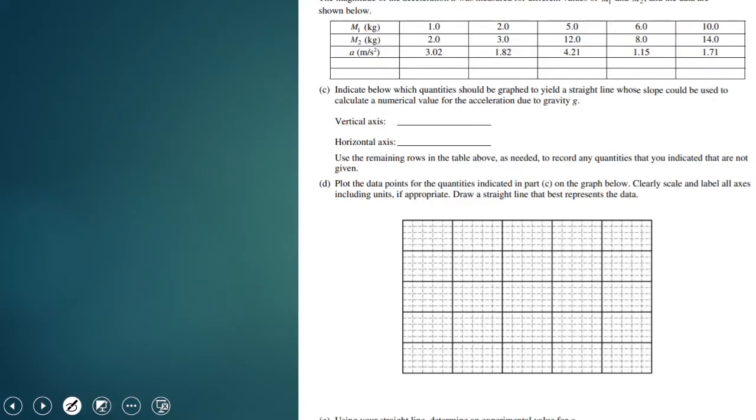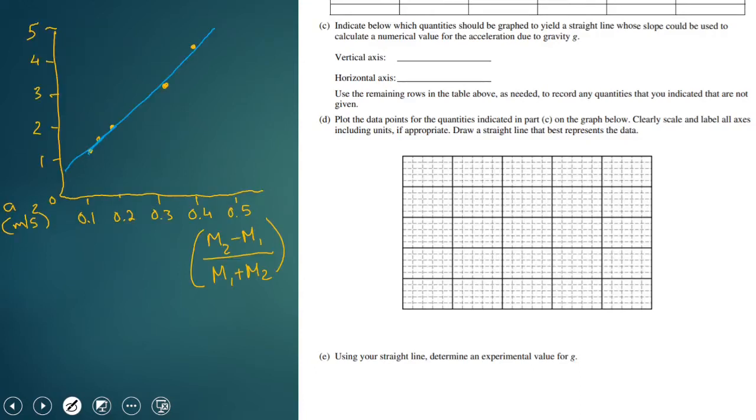Now for part E, it says, using a straight line, determine an experimental value for g. So we know that our g is going to be delta y over delta x because it's the slope. So we just have to pick 2 points, x, y, such that we can calculate the slope. And so while it's not fully apparent over here in the picture, there are actually, when you draw it, some really nice points to work with.